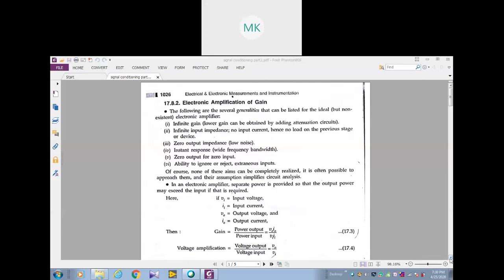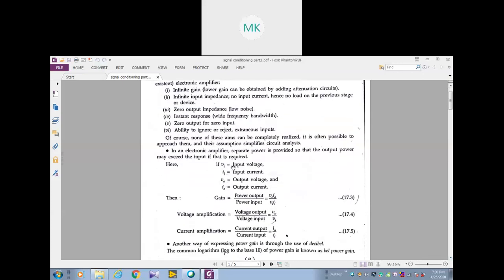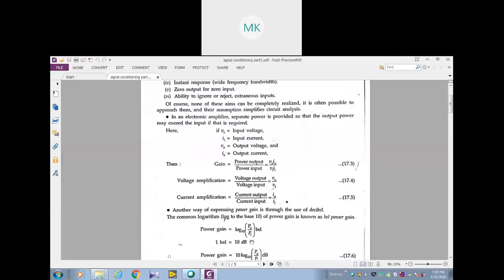Now let's continue. Here, Vi is the input voltage, Ii is the input current, and we have the output voltage and output current. Power gain is given by power output divided by power input. Voltage amplification is output voltage divided by input voltage, and current amplification is output current by input current.